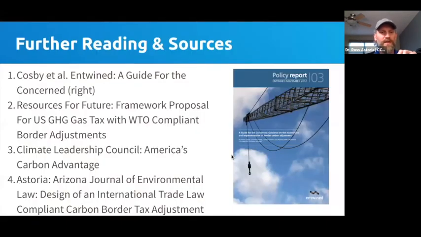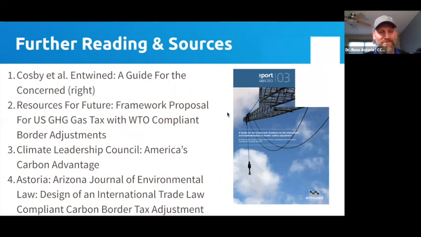The Climate Leadership Council has a white paper on America's carbon advantage you can check out. The Resources for the Future has a quite detailed framework proposal for U.S. greenhouse gas taxes with WTO compliant border adjustments. And then I have a lengthy legal analysis of how to design the international trade law compliant border tax adjustment.